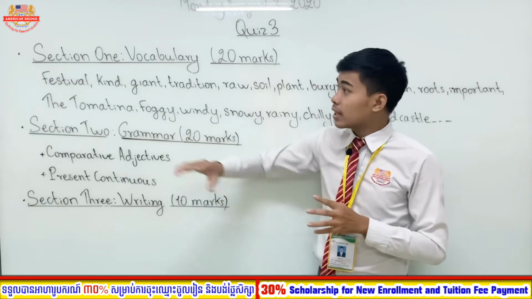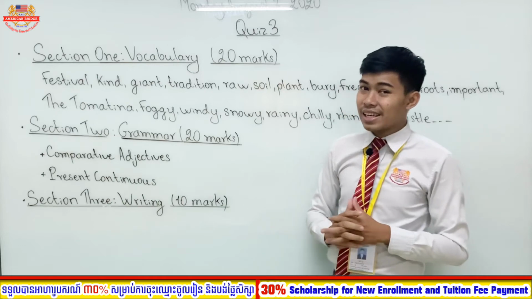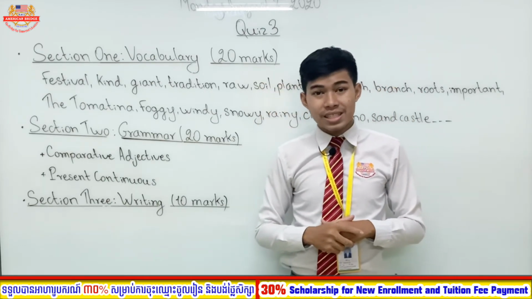Okay, so that is the end of section 1, 20 marks. You are going to do 20 exercises. One exercise equals 1 mark. Let's go to section 2.